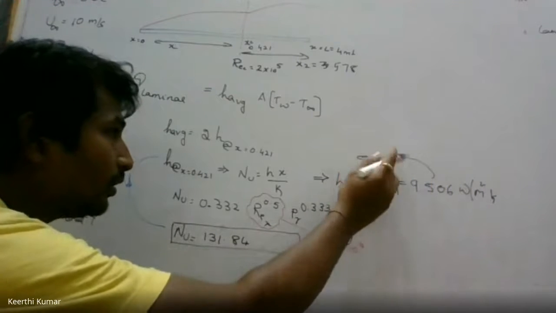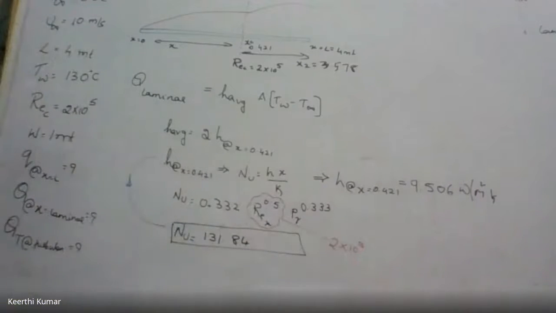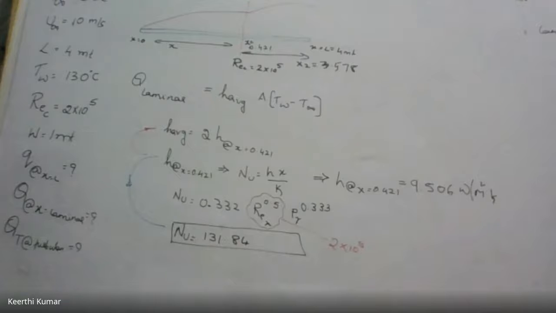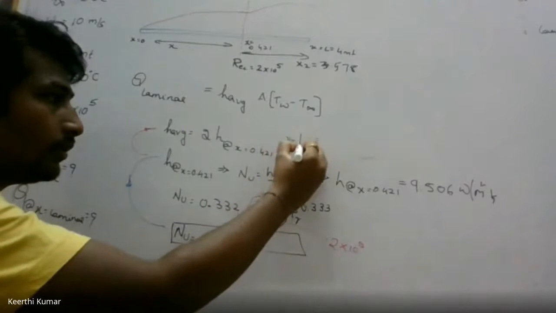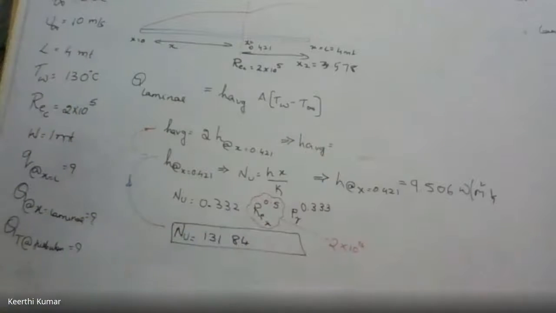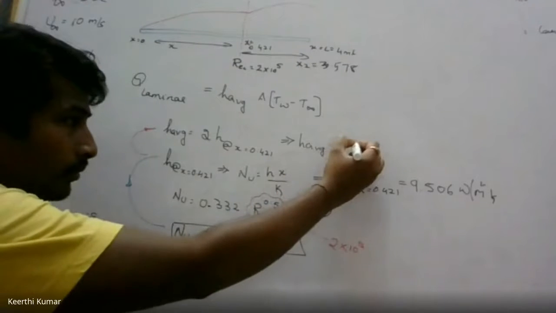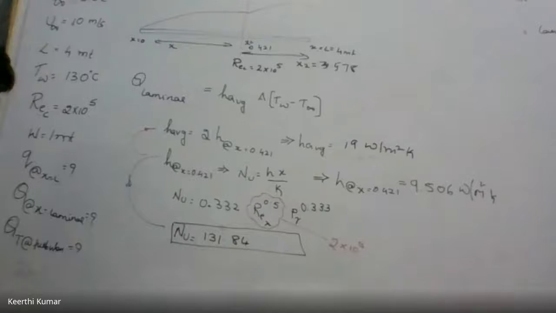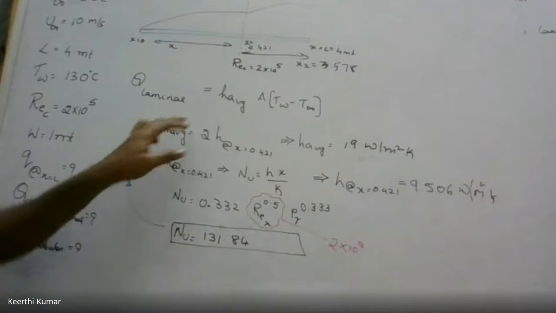Substitute this value back to h average. Substitute this to this. What will I get now? I'll get h average. How much? Just multiply by 2, man. Tell me the value. So 19.01. Okay, 19.01. I'll take 19. Clear? So this is clear about h.